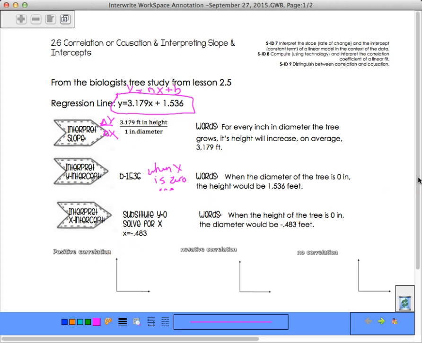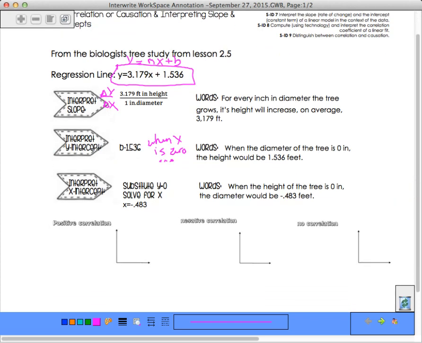And then we're going to talk about correlation a little bit. We talked about correlation last time also. Remember, positive correlation is going to be something where your line is going up. Negative correlation, your line is going to be appearing to go down. No correlation, it's just all over the place.